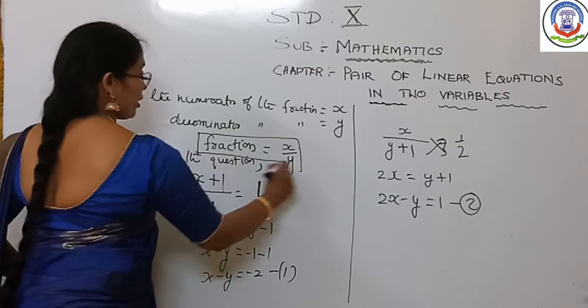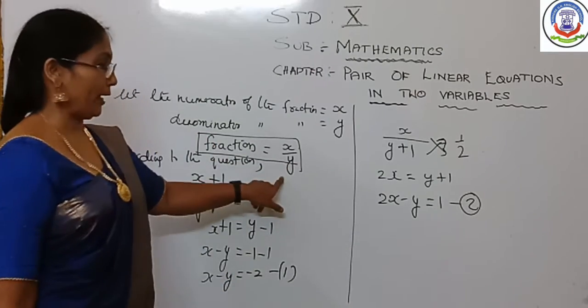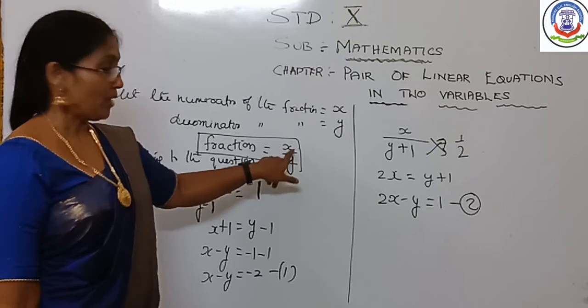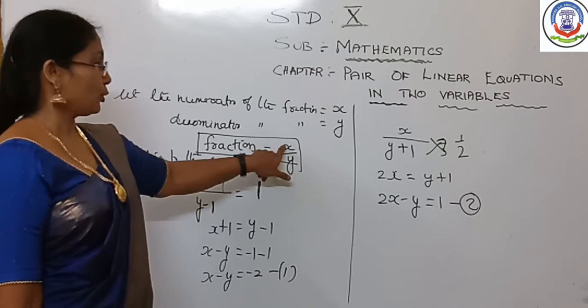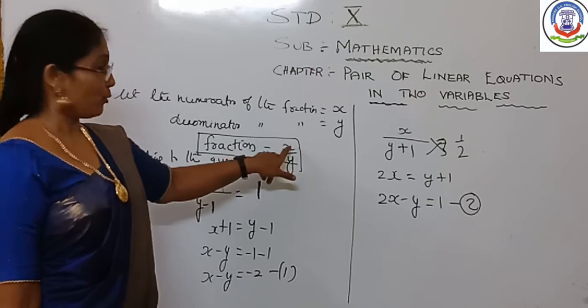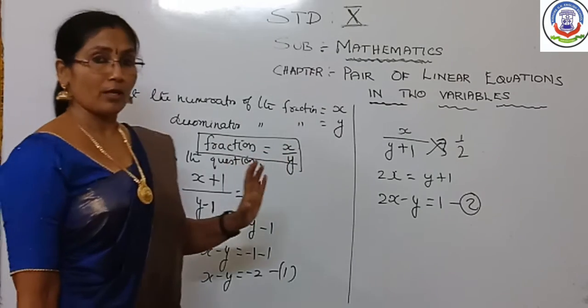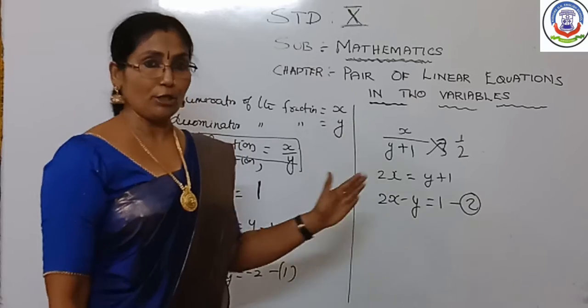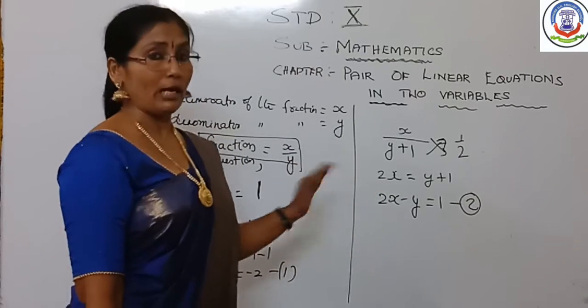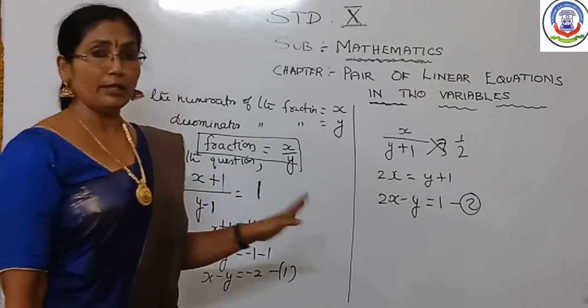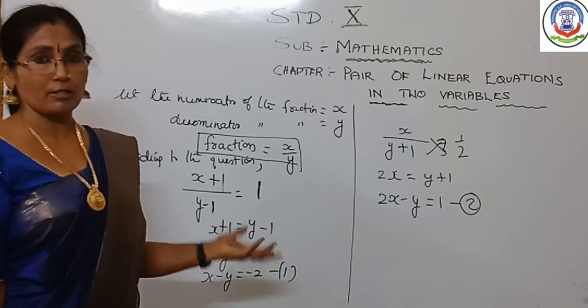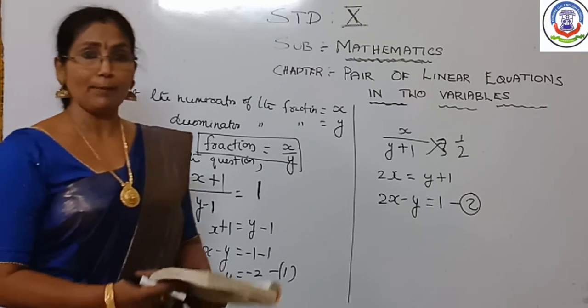What is the fraction? Fraction is equal to x upon y. So whatever value you get for x and y, you substitute here in x upon y. Suppose x is equal to 1 and y equal to 2, then you will write 1 by 2 like that. That sum you can complete yourself because I already explained how to eliminate the equations. There is no need to repeat it again and again. Some sums you also have to do as practice.